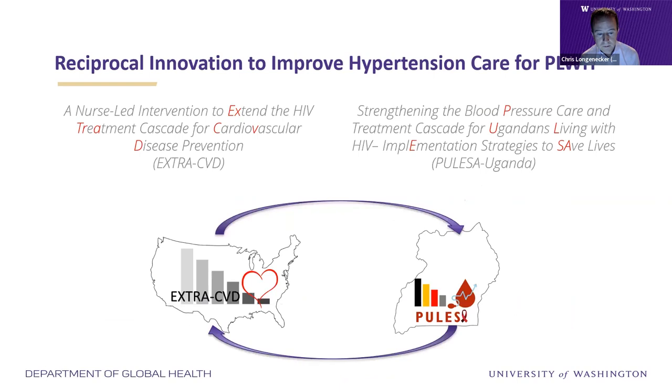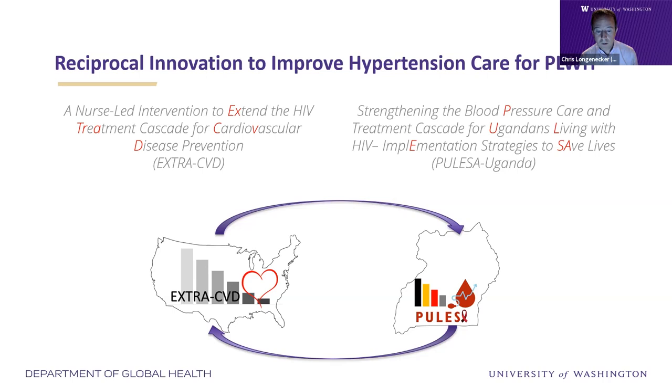So that's going to be the basis of what these next two projects are that I'm going to talk about. Next slide, please. So we have two projects going on, one of which is funded by UO1 from NHLBI, a nurse-led intervention to extend the HIV treatment cascade for cardiovascular disease prevention. This is extra CVD being conducted in the United States at three academic medical centers, two in Cleveland and one at Duke. And then the second project, which is a UG3 UH3 phased award, also funded by NHLBI, called Strengthening the Blood Pressure Care and Treatment Cascade for Ugandans Living with HIV Implementation Strategies to Save Lives, called PALESA Uganda.